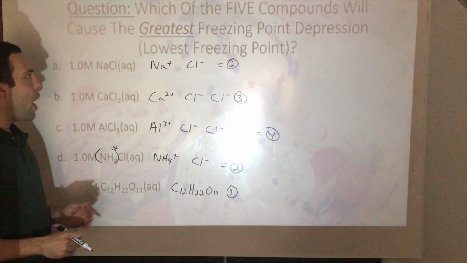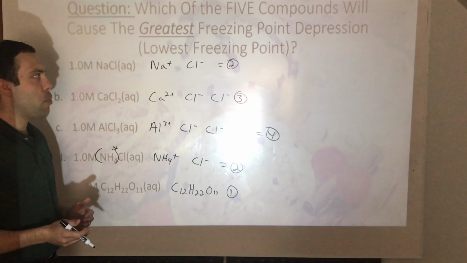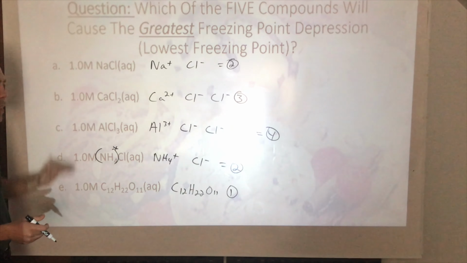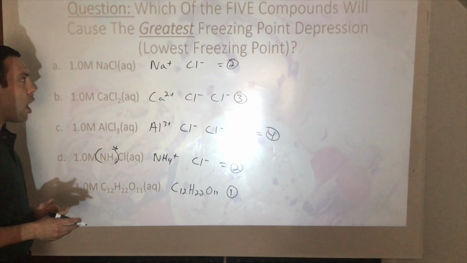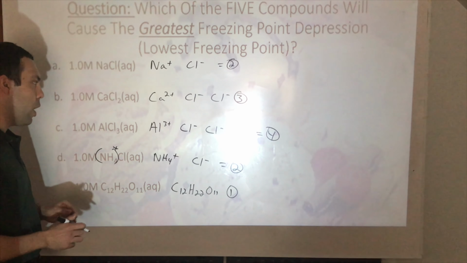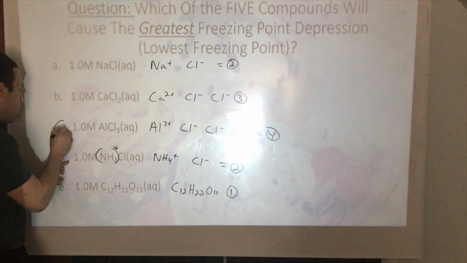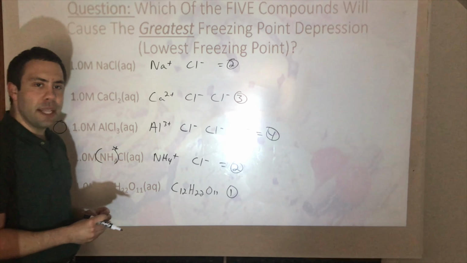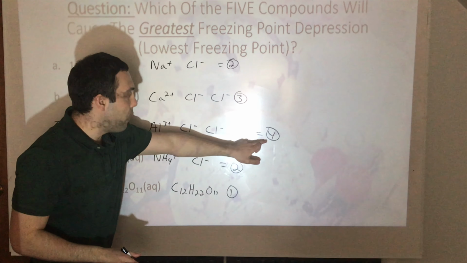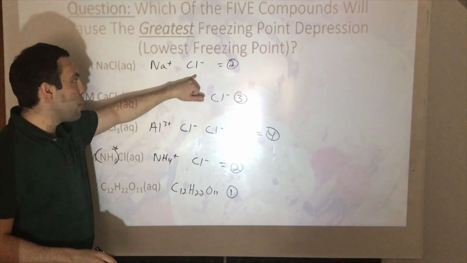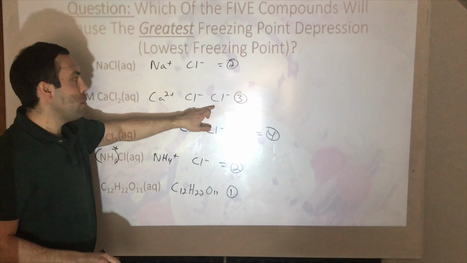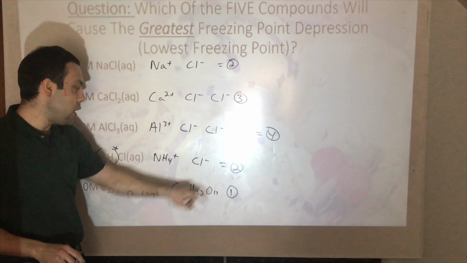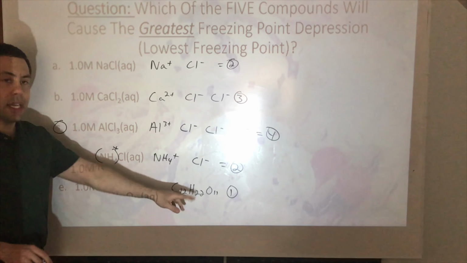So to answer the question, which one has the greatest freezing point depression, which of these 5 equal molarity, equal concentration solutions causes the lowest freezing point, the answer will be choice C, because aluminum chloride breaks up into the most things, 4 things. Choice A only breaks up into 2, choice B only breaks up into 3, choice D only breaks up into 2, and finally choice E is only 1.